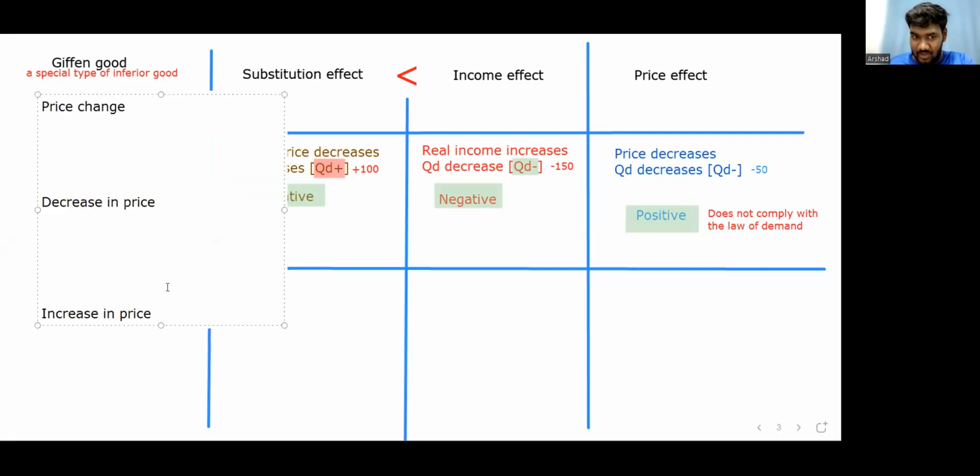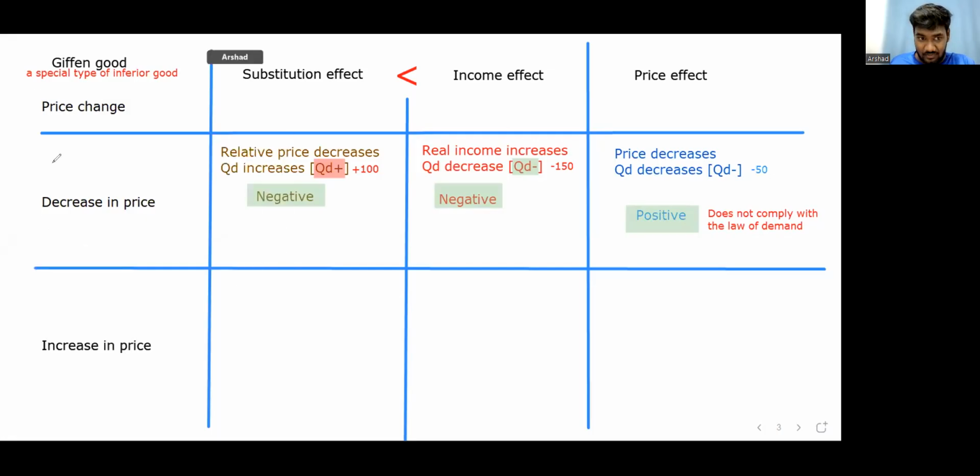Consider your good. Let's say your good is Anchor. Your price is 1,000. The substitute is Maliban, which is also 1,000. Your good's price decreased to 800, while Maliban is still at 1,000. So the price of your good, the concerned good, decreases. When the price of your good decreases, what happens? Your good becomes relatively cheaper. It's cheaper than Maliban.